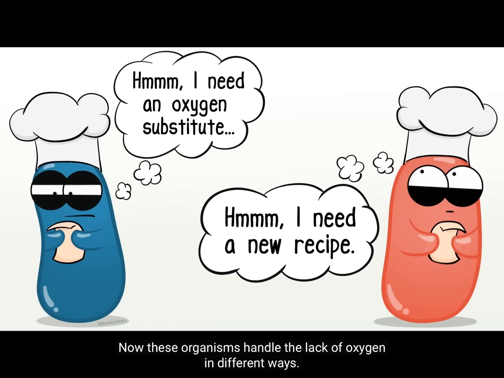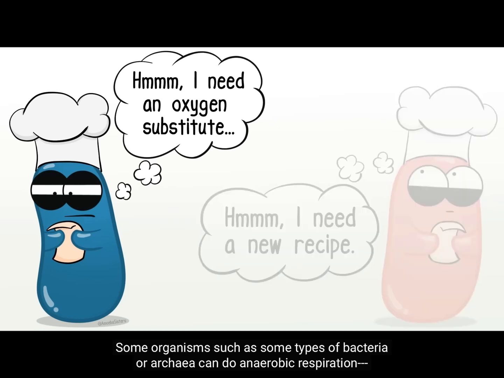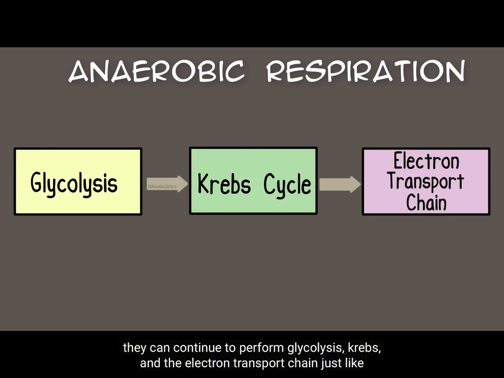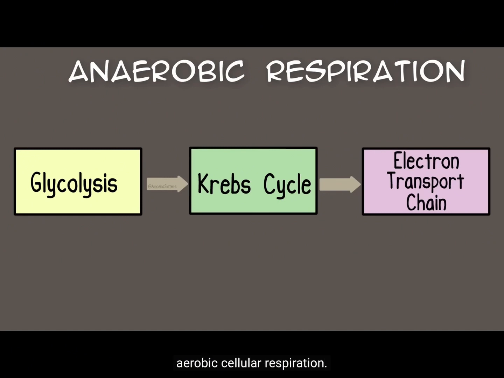Now, these organisms handle the lack of oxygen in different ways. Some organisms, such as some types of bacteria or archaea, can do anaerobic respiration. They can continue to perform glycolysis, Krebs, and the electron transport chain, just like aerobic cellular respiration.